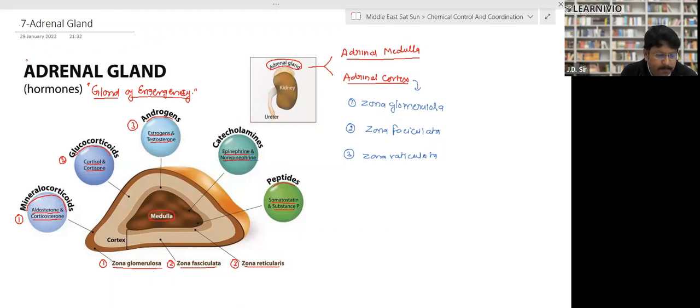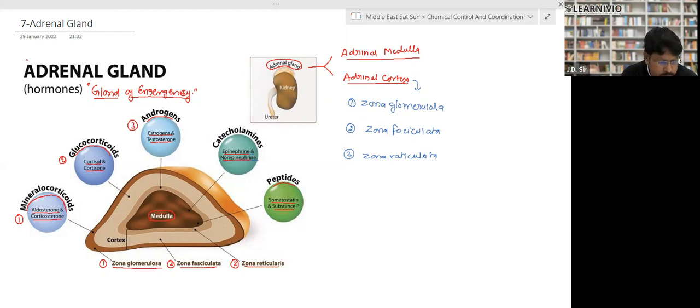It is located on the top of the kidney. Full stop. The adrenal gland can be divided into two parts: adrenal medulla and adrenal cortex.